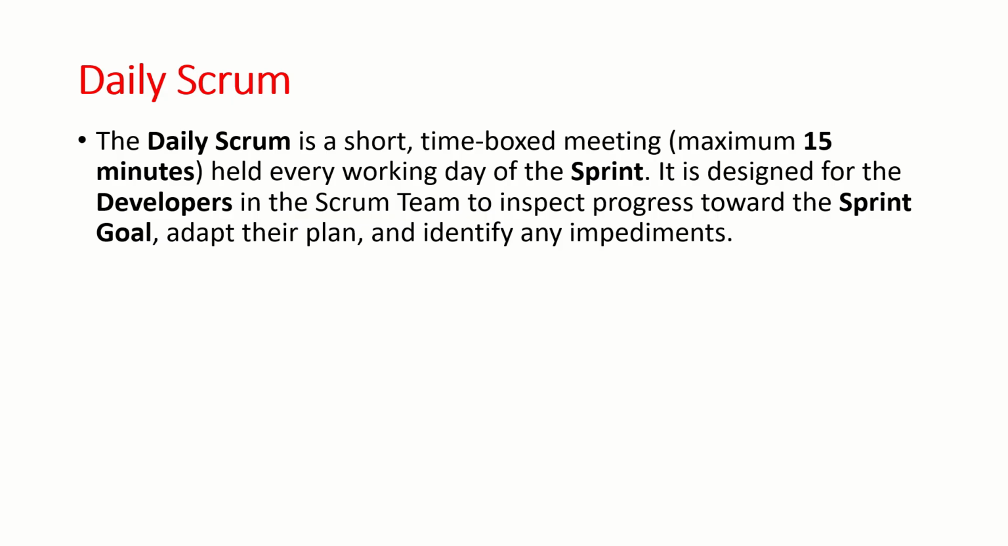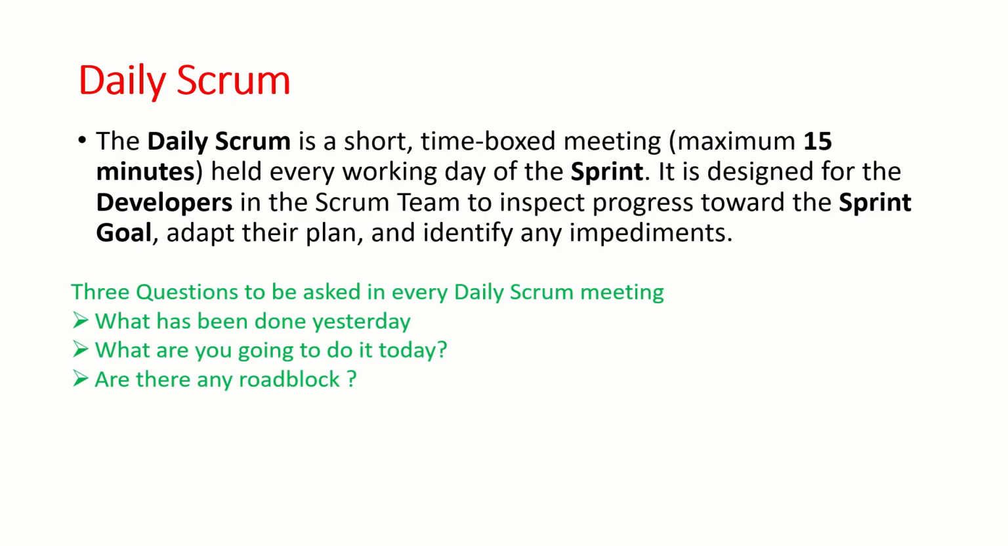It is designed for the developers in the Scrum team to inspect the progress towards the sprint goal, adapt their plan, and identify any impediments. So there are three questions that have to be asked in every daily Scrum meeting from each of the developers. The first is, what has been done yesterday? What are you going to do today? And are there any roadblocks? These are the three questions that have to be asked. And if there are any follow-up questions or discussions, that discussion has to be done separately, not in the daily Scrum meeting. And that is how the teams will be able to stick to the 15 minutes time window.